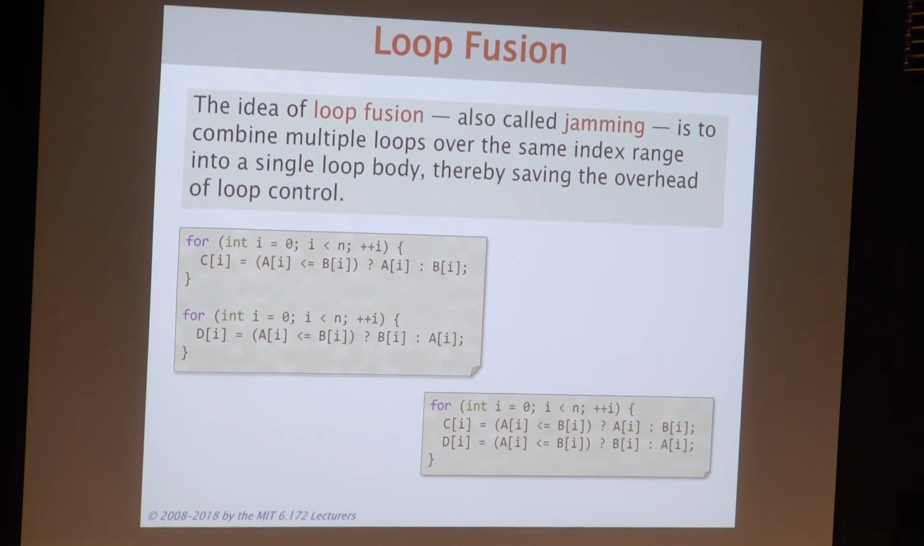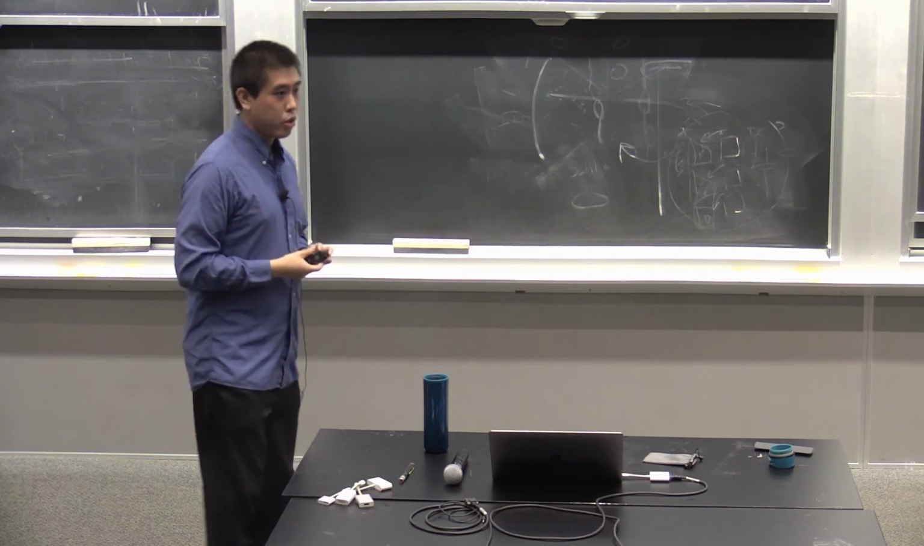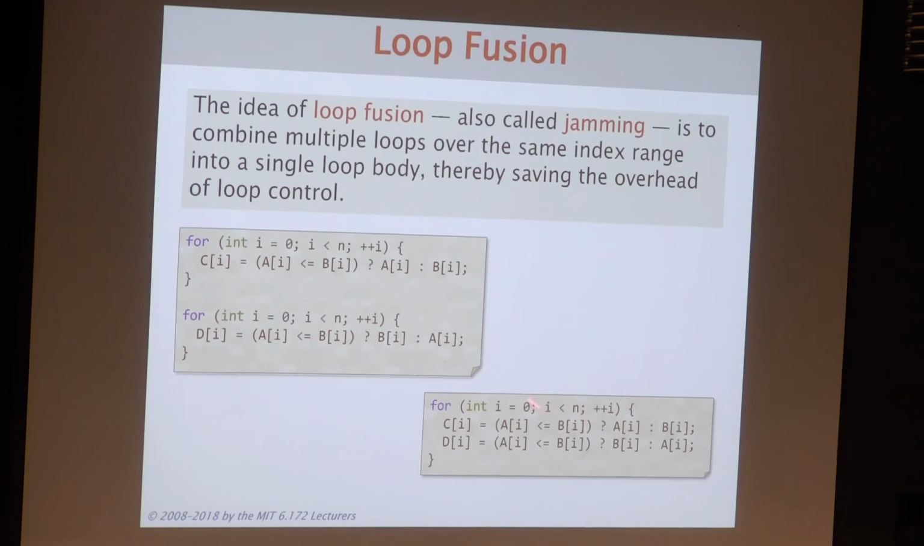This also gives you better cache locality. Again, we'll talk more about cache locality in a future lecture, but at a high level, what it gives you is that once you load a of i and b of i into cache, when you compute c of i, it's also going to be in cache when you compute d of i. Whereas in the original code, when you compute d of i, it's very likely that a of i and b of i are going to be kicked out of cache already, even though you brought them in when you computed c of i.